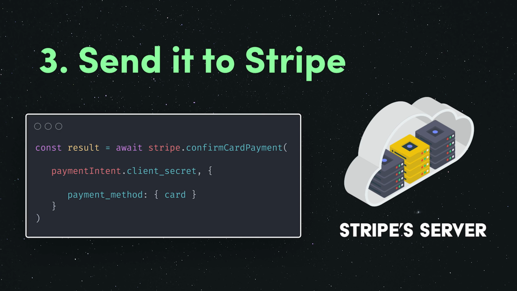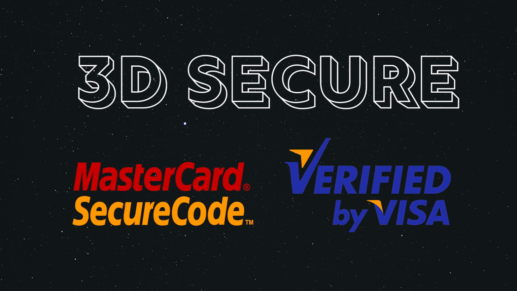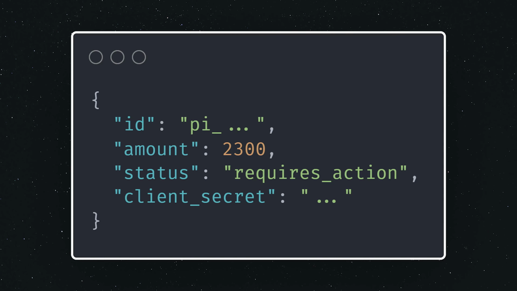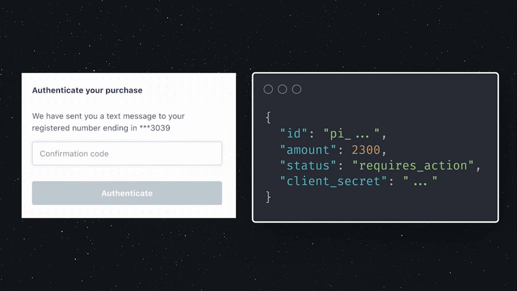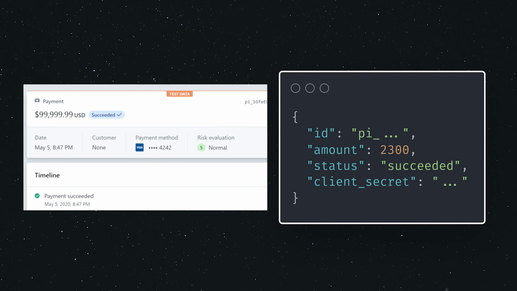It will attempt to finalize the payment, but many parts of the world now have regulations in place that require additional authorization for the payment. The payment intent now has a status of requires action. Stripe will handle this process for you entirely in the front end, and once complete, your payment intent will move to a status of succeeded. Congratulations, you've just been paid.